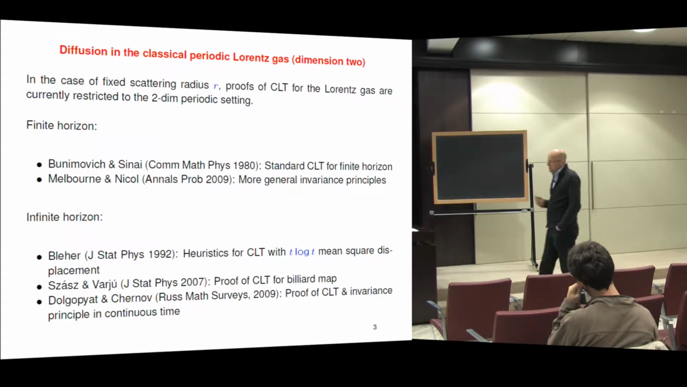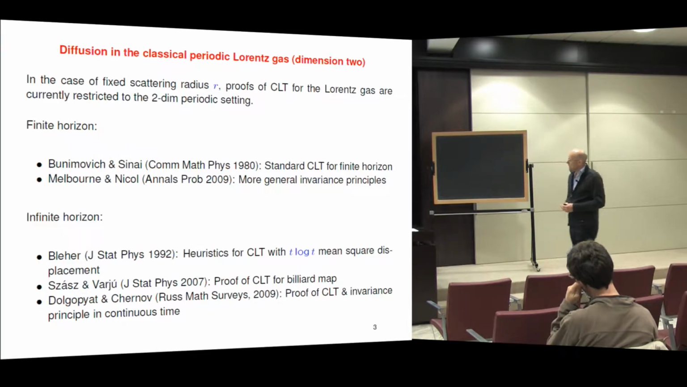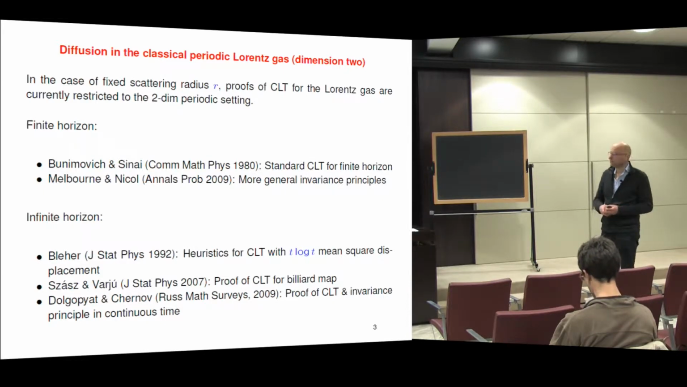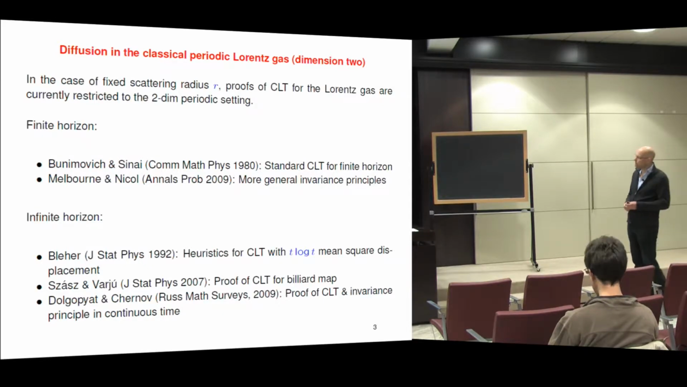Now, as I mentioned, the Lorentz gas is one of the fundamental models for chaotic diffusion, and over the years there has been a number of absolutely important results in this field. In the case of fixed scattering radius, we have a central limit theorem in the case of finite horizon, which was first proved by Bunimovich and Sinai in 1980. Finite horizon means that the free path length, the path between collisions, has a uniform upper bound.